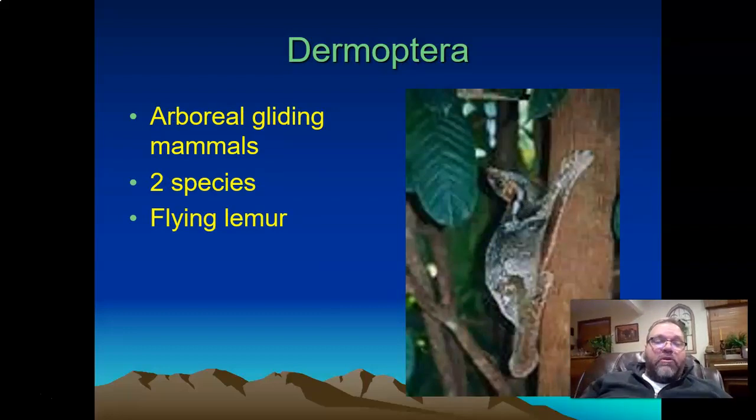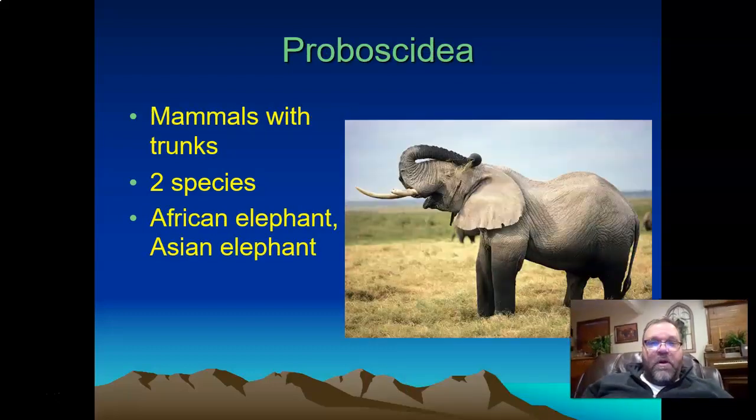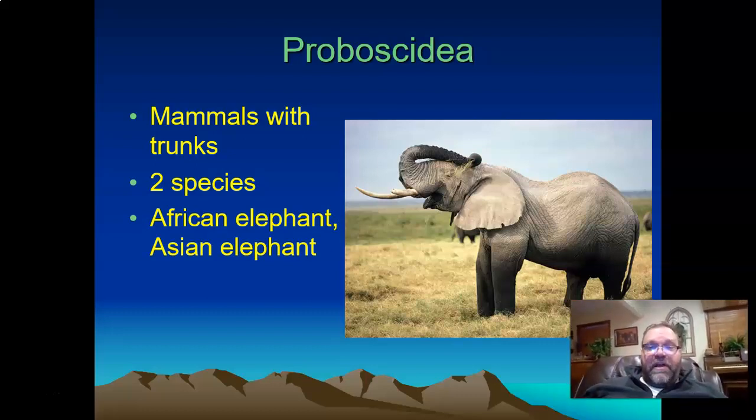Dermoptera, arboreal gliding mammals, 2 species, the flying lemur. Proboscidea, these are elephants, animals with trunks. What defines them is if you've got a trunk and you're a mammal, you're a proboscidean. There are only 2 species, the African elephant and the Asian elephant. There are a couple of differences, but the main one is that the Asian elephant's ears hang straight down, while the African elephant's ears go up a little bit. This would be an example of an African elephant because the ear goes up just a little bit.